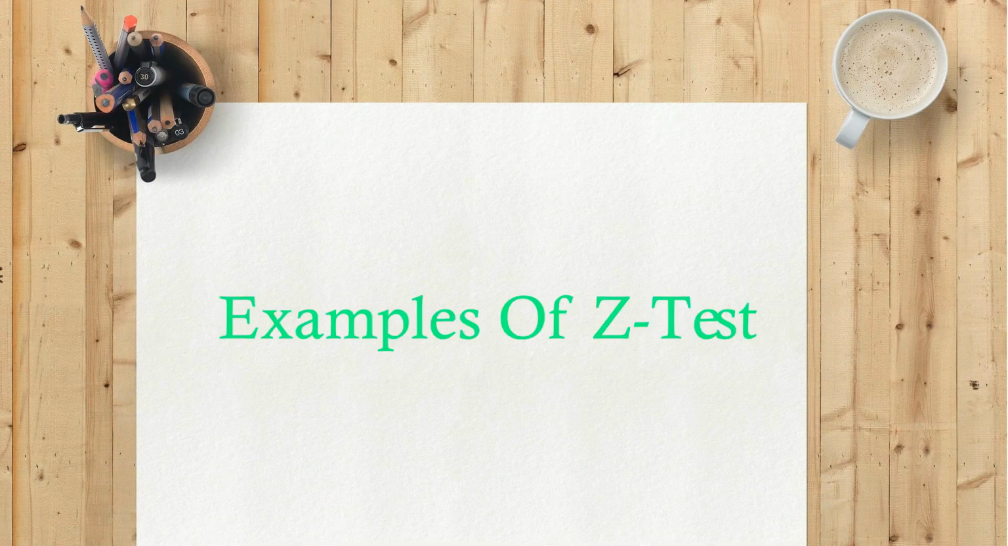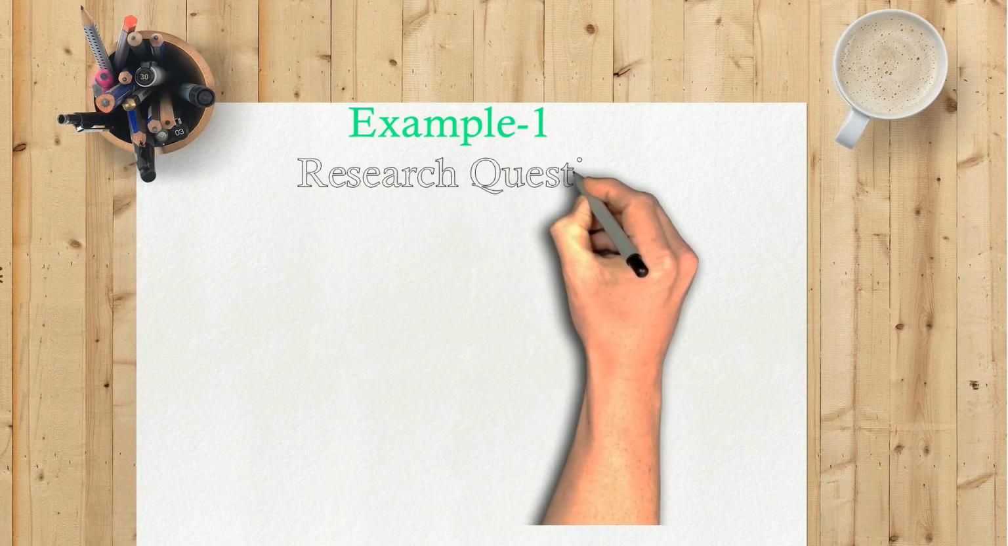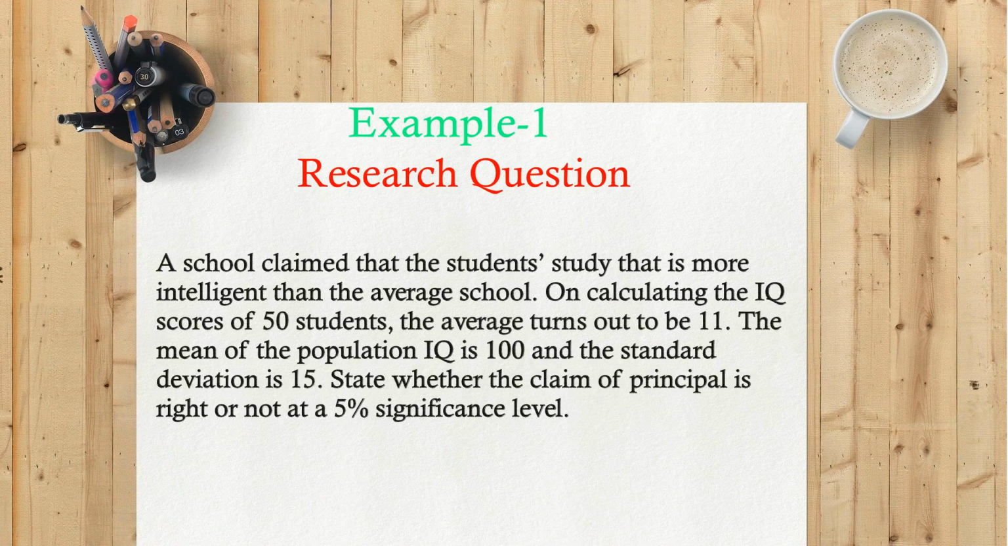Examples of z-test. Example 1. Research question. A school claimed that the students in it are more intelligent than the average school. On calculating the IQ scores of 50 students, the average turns out to be 110. The mean of the population IQ is 100, and the standard deviation is 15. State whether the claim of the principal is right or not at a 5% significance level.